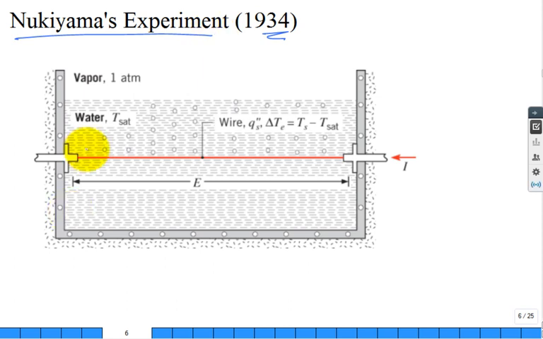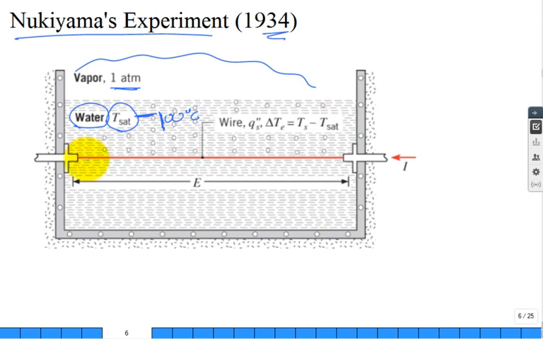He had a tank of water. And he did it with, I think, or at least other people have done it with other substances since then. The water would be at the saturation state. So if it's at 1 atm, what is the temperature of this water? 100 degrees C. And it's in equilibrium with the vapor that's above it. There's no air in the system, just water vapor above the liquid water.